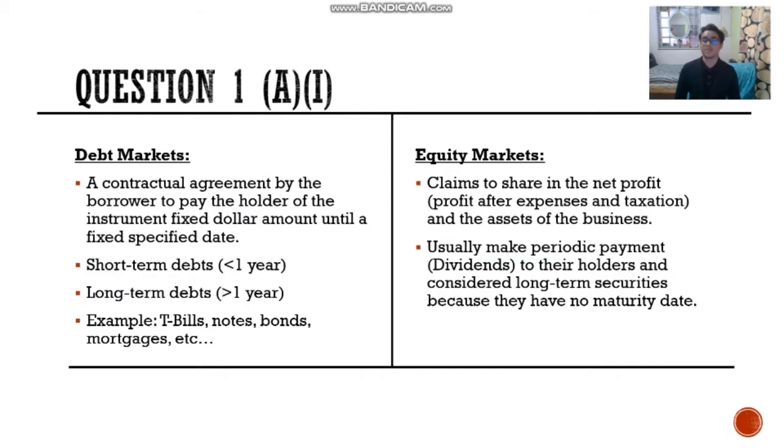So what are the examples of instruments inside the debt markets? There are treasury bills, banknotes, bonds, mortgages, and so on and so forth. Moving on to equity markets. Equity markets comprise instruments like common stocks. Equity markets claim a share in the net profit, which is the profit after deducting expenses and taxation, and in the assets of the business or the organization itself. It usually makes periodic payments like dividends to its holders and is considered long-term securities because they have no agreed terms or maturity date.